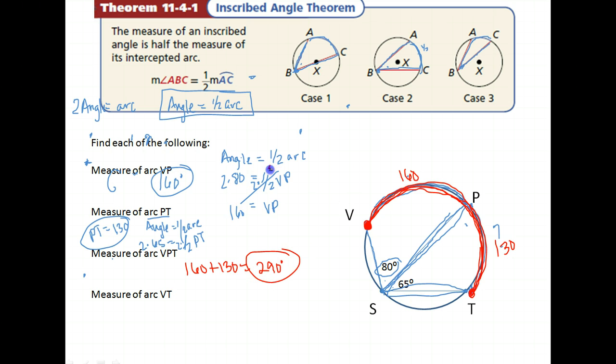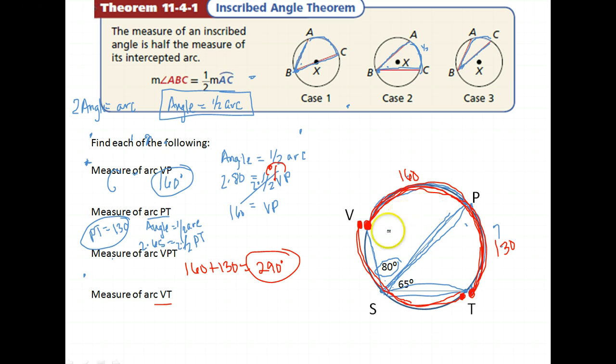And finally, we are asked to find arc VT. So where is VT? Well, it starts at V, goes along the edge of the circle until you get to T. I know not to go the direction of P because it would have said VPT again. So from V to T, what's the measure of that arc?